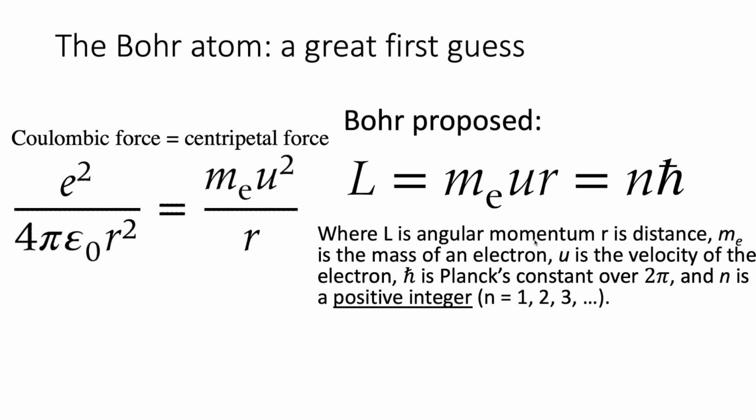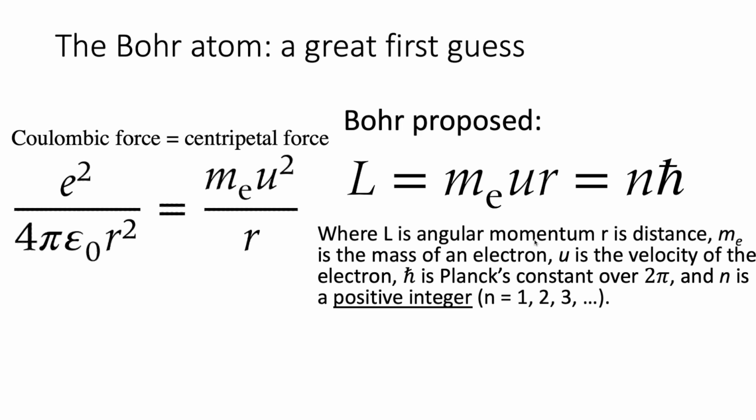so that m sub e is the mass of an electron, u is the velocity again, h is Planck's constant over 2 pi. If there's just an h, it's not over 2 pi, it's just the constant, but we divide it by 2 pi so often that we write h bar. So this is Planck's constant over 2 pi, and n is some positive integer. So that's what we've got now.